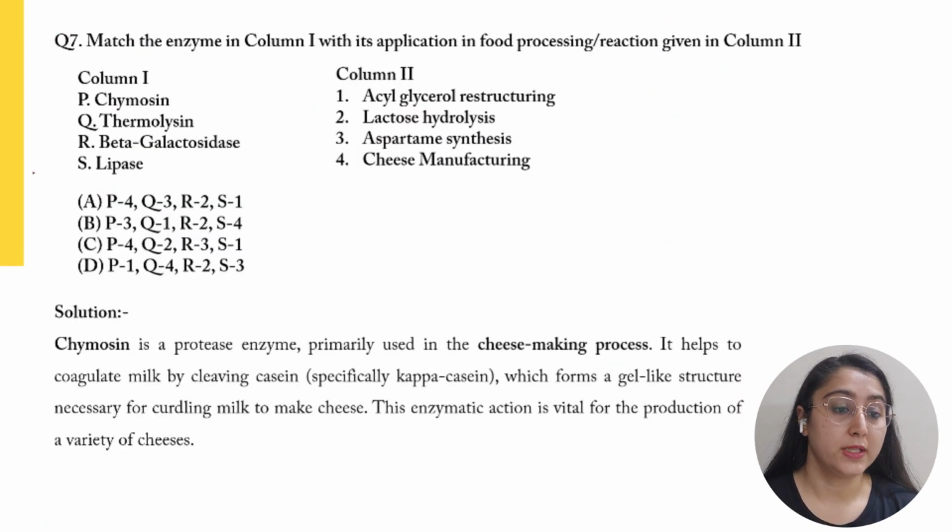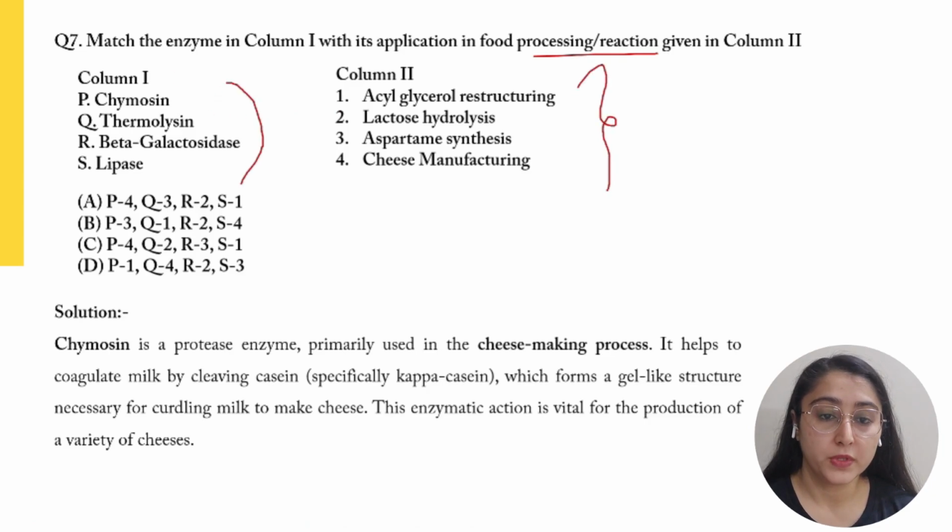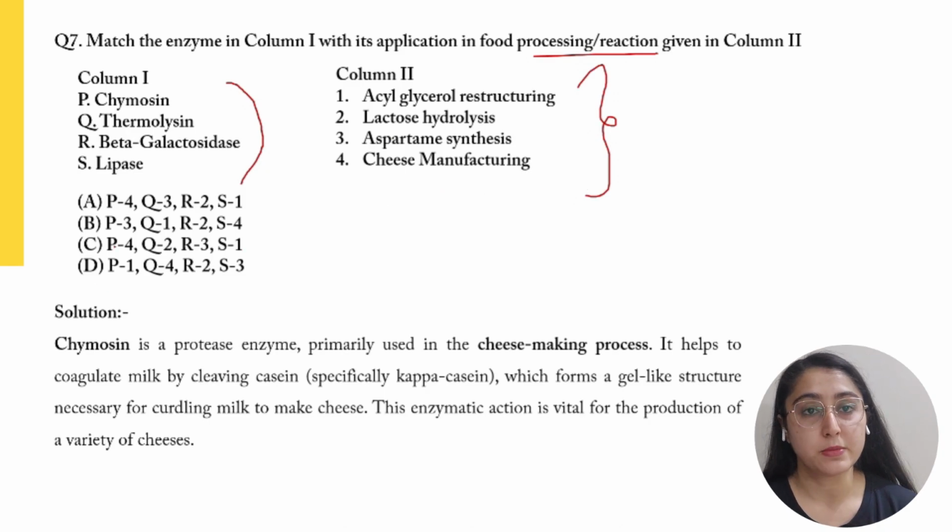Now heading on to the next question, question number 7. Match the following enzymes with their application in the food industry. So we are given 4 enzymes in column 1 and we are given their uses in the food industries, and we need to match them. So let's look at these enzymes one by one.